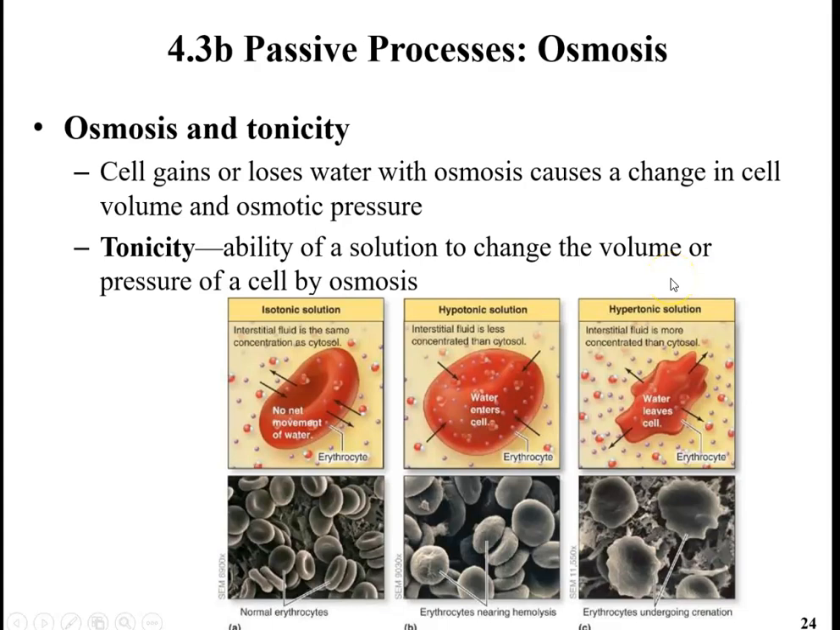In a hypertonic solution, however, the interstitial fluid is more concentrated than the cytosol, so water is going to leave the cell, and this is going to shrink the cell, and this is called crenation. And it deforms the red blood cell and can interfere with its ability to function. Over here in the hypotonic solution, if the concentration difference is great enough and enough water enters the cell, these cells can swell to the point that they lyse, or break open.